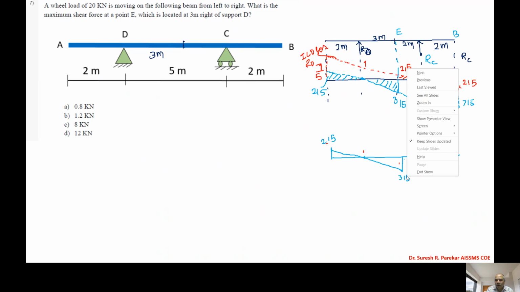And then for the remaining portion, we have this red line. Then I will plot this red line. So I have this as 2 by 5, and again at C it is 0, and here again we have 2 by 5.